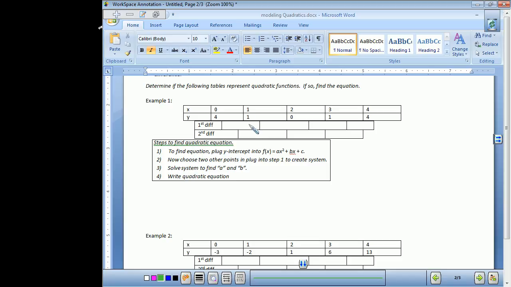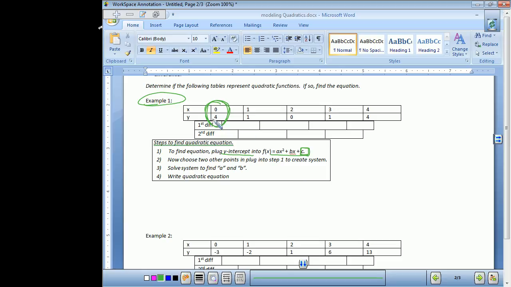So, since we now know that example 1 is a quadratic function, can we come up with the equation for it? Yes. And we can, if we follow these steps. Step 1 says to plug the y-intercept into standard form. Do you guys see that this right here, 0, 4, is the y-intercept? What is C in your standard form? Isn't that the y-intercept? Yes.